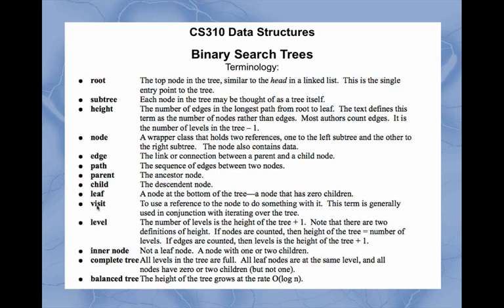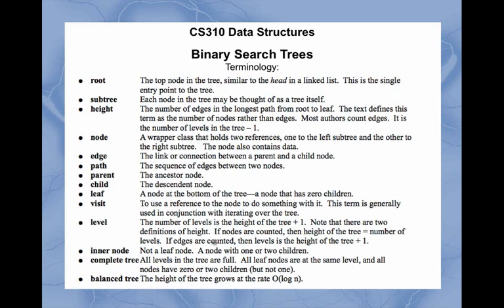Visit. This is sometimes called walking the tree, and this is to do something with a node. This is done, for instance, with iterators, or if you print the tree, you will walk the tree and visit each node in the tree. The number of levels in a tree is the height plus 1. Note that there are these 2 definitions of height. So if the nodes are counted, then the height of the tree is equal to the number of levels. If the edges are counted, then it is height plus 1. It's more common to count edges than to count nodes.